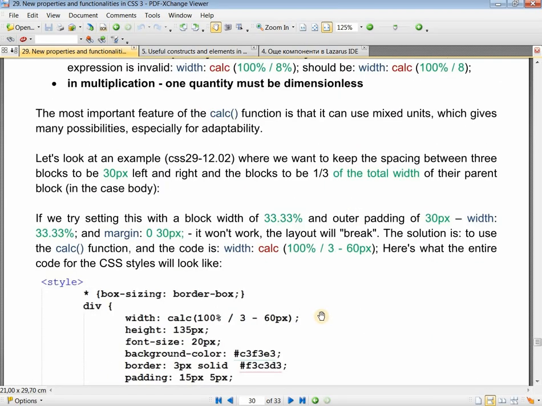The most important feature of the calc function, as I said, is that it can use mixed units, which gives many possibilities. And especially for adaptability, although it can't be used in media queries, but it's all the same.